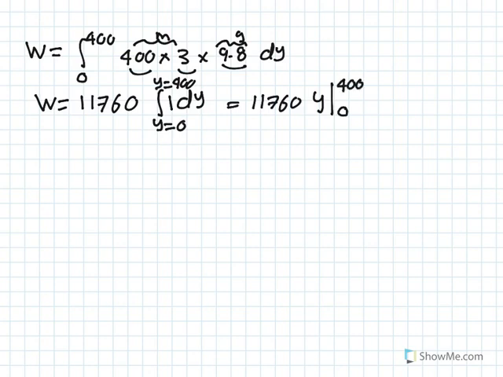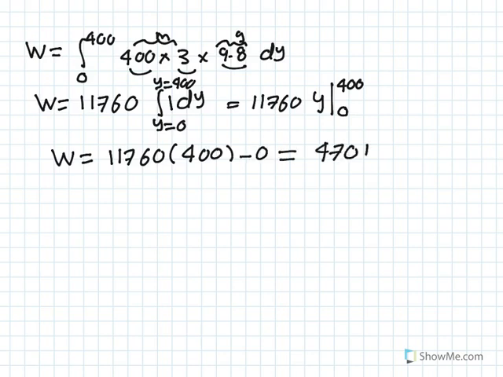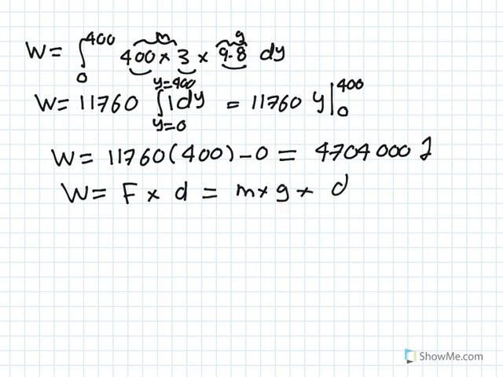So the result is going to be work is equal to 11760 times 400 minus 0. This gives us 4704.123 joules. This is the same answer as using the formula work is force times distance. Work is force times distance. That gives us mass times gravity times distance.